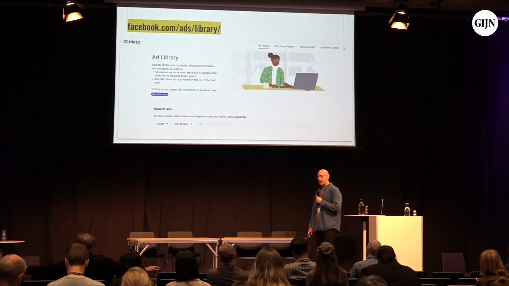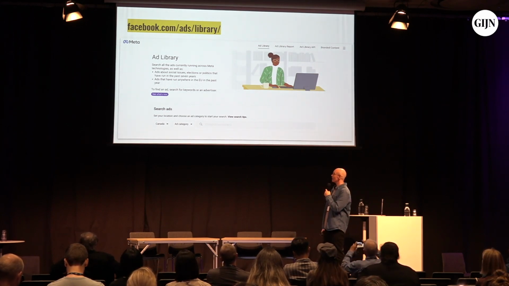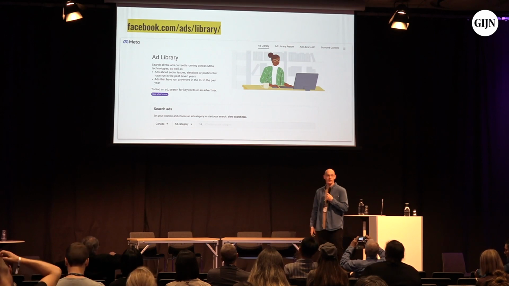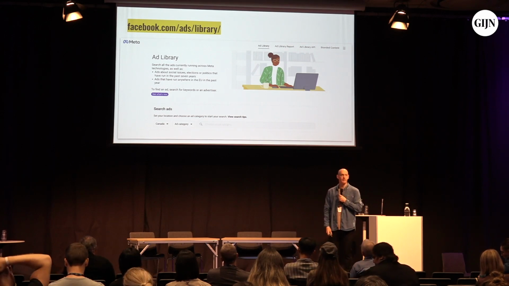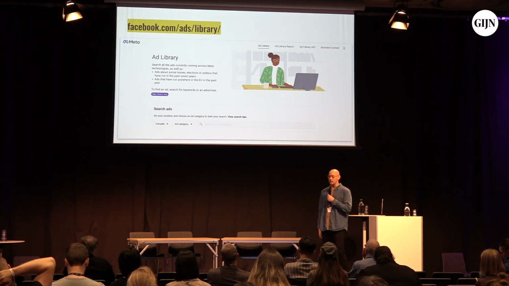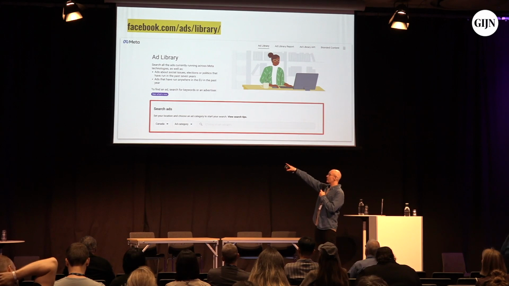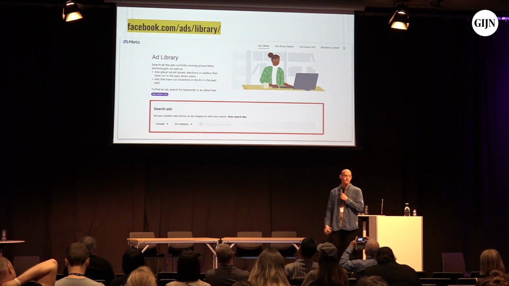All right, so here's what it looks like. Here's where it is: facebook.com/ads/library. And it has some basic filtering options for you. You should be paying attention to this. So what are the things we can do? Well, we can filter for ads that have been targeted in a particular country, right?